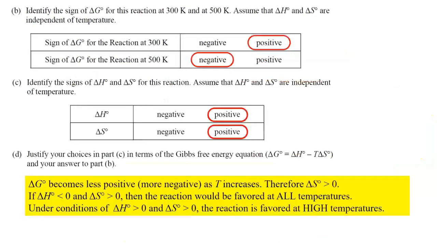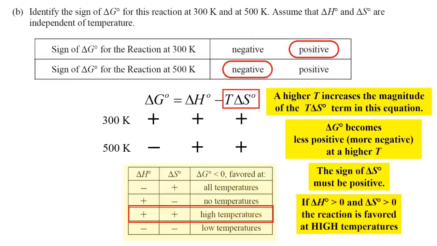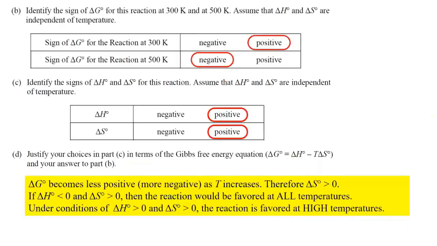I'm going to go ahead and summarize what I just mentioned. So based on that information, here is my answer to part D. Justify your choices in part C in terms of the Gibbs free energy equation and your answer to part B. So here's my answer to part D. Delta G becomes less positive or more negative as the temperature increases. So therefore, the sign of delta S must be positive.